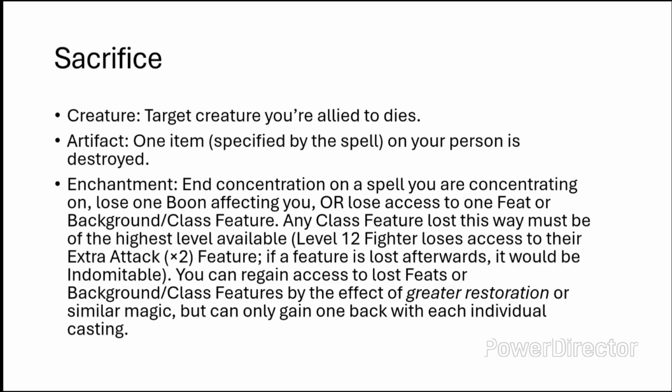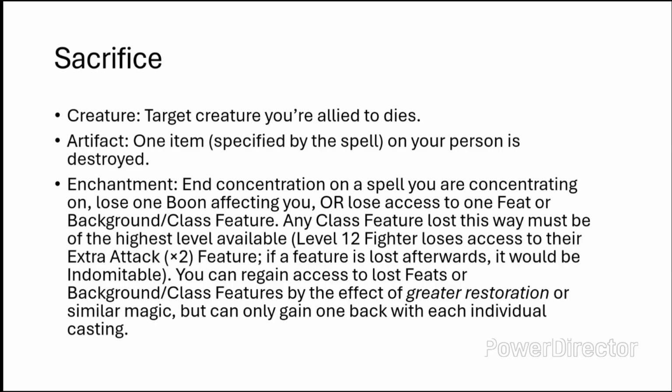Now for the enchantment. And this is where things get a little bit more complicated, but I think I finally figured it out. For sacrificing an enchantment, you're going to either end your concentration on a spell you are concentrating on, lose 1 boon that is affecting you, or lose access to 1 feat, or background or class feature. Any class feature lost this way must be of the highest level available.